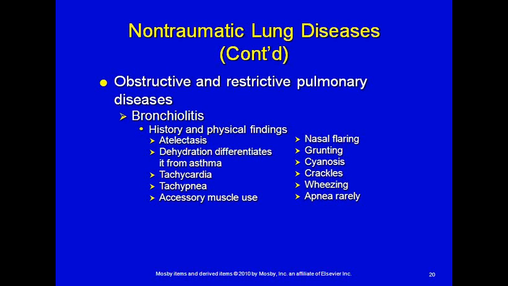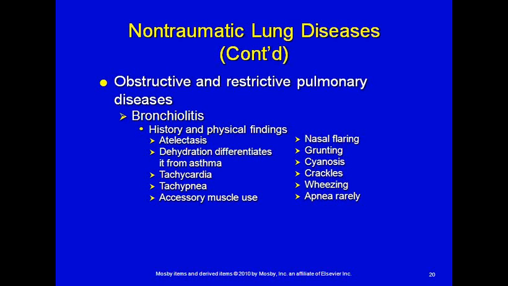So there'll be some significant atelectasis because the smaller airways are obstructed. Those alveoli, if not inflated, over time will collapse and stick to each other, causing the atelectasis. And you'll have the dehydration, tachycardia, tachypnea. They'll be working hard to breathe.